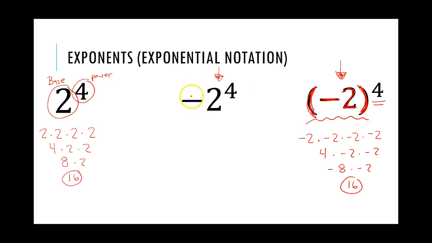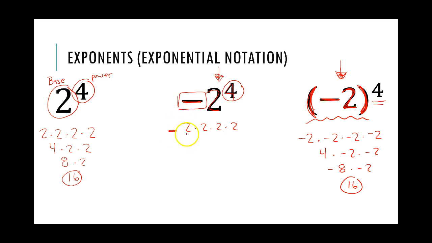So if I look at this one, I see negative 2 to the 4th power. Well, this is saying this negative isn't attached to the 2 because there's not parentheses holding it together. So when I go to evaluate this, the only thing I'm taking 4 times is the 2. But then what does that mean for this negative sign? Well, it just means that it stays out front until you evaluate everything else.